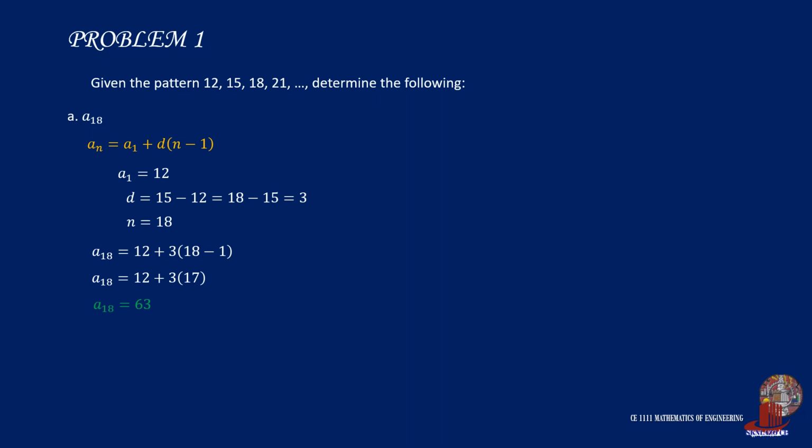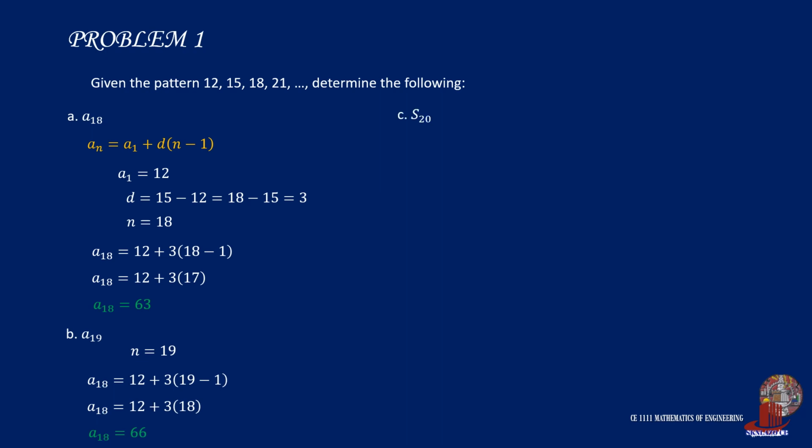The other term to determine is a sub 19, and just by changing n into 19, a sub 19 can be computed as 12 plus thrice of 19 minus 1. This is simplified as 12 plus 3 times 18, giving 66.